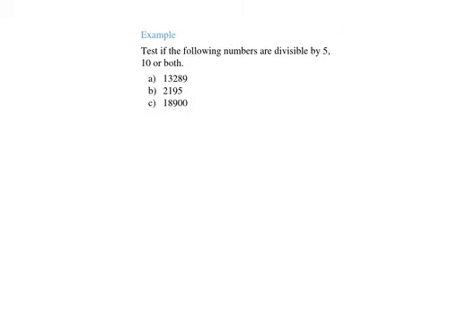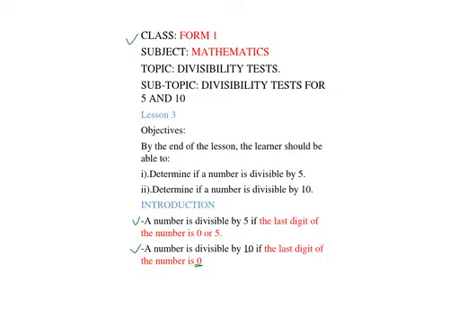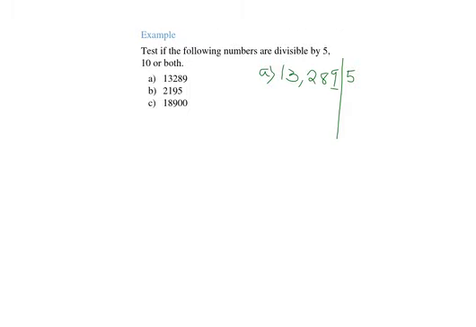We have an example here where we have been told to test if the following numbers are divisible by 5, 10, or even both. So the first one is given as 13,289. We check if it is divisible by 5. We can go to our notes, and we have been told for it to be divisible by 5, it must end with either 0 or 5. But our number here ends with 9, so it means that it is not divisible by 5.